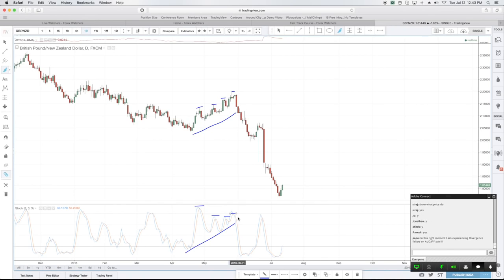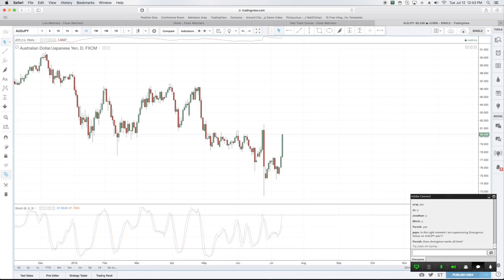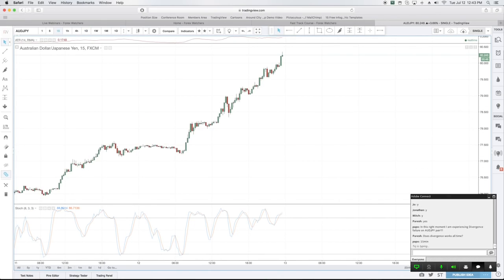Divergence failed on the Aussie yen pair. Okay, let's take a look. What time frame, Papo? 15 minutes. Okay. Paresh, does divergence work all the time? No, not all the time. Because here's an instance where divergence might not work, Papo. This is the same instance here.